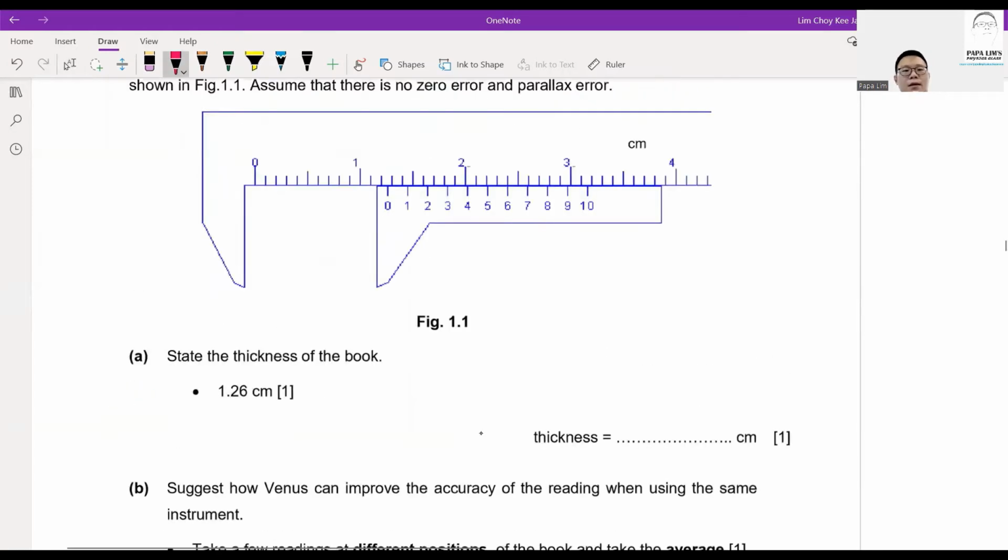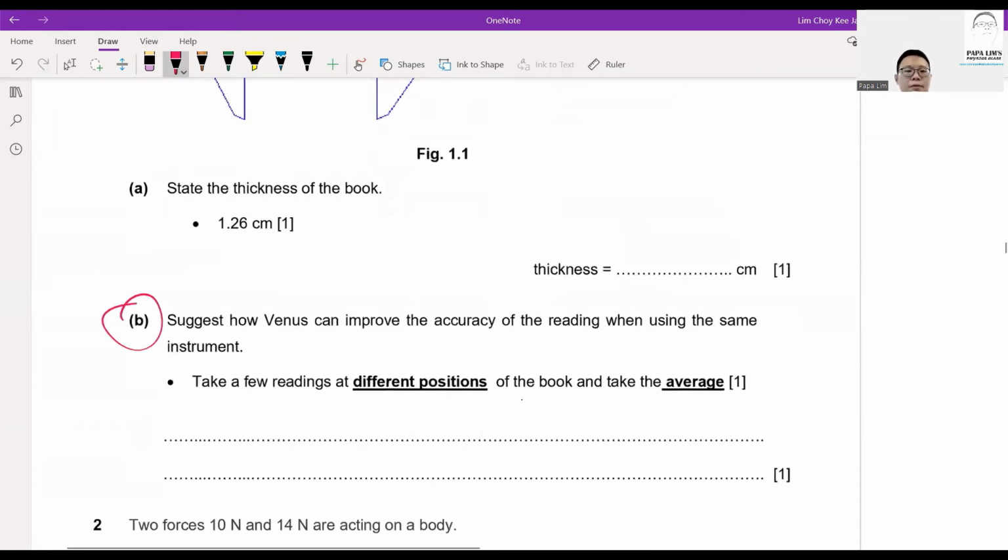1B, how do we improve the accuracy of the readings? You can do it by taking different positions. If you look at the object, I can use the vernier caliper, I can clip it to the front of the object, or the front side. That's one position. After, I can clip it to the middle position, and the last one, I can clip it to the tail end. So I clip the vernier caliper at 3 different positions.